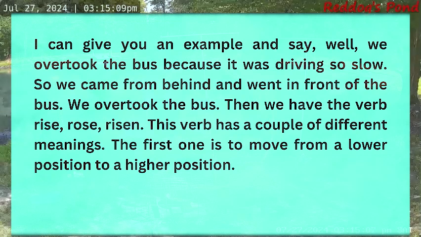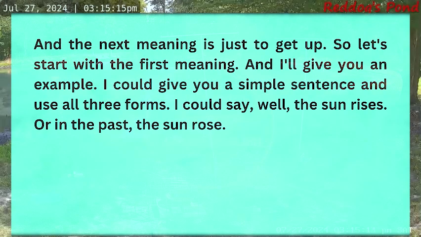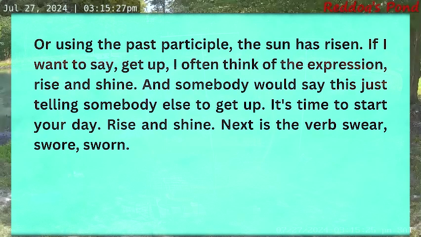Then we have the verb rise, rose, risen. This verb has a couple of different meanings. The first one is to move from a lower position to a higher position. And the next meaning is just to get up. So let's start with the first meaning, and I'll give you an example. I could give you a simple sentence and use all three forms. I could say, well, the sun rises. Or in the past, the sun rose. Or using the past participle, the sun has risen.